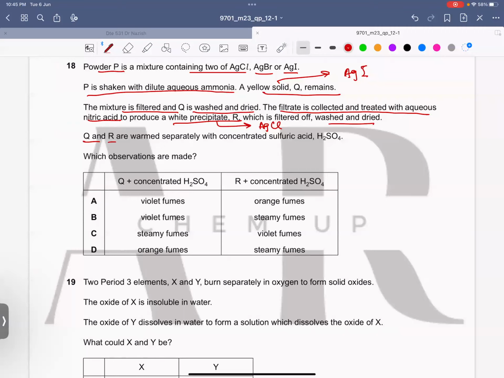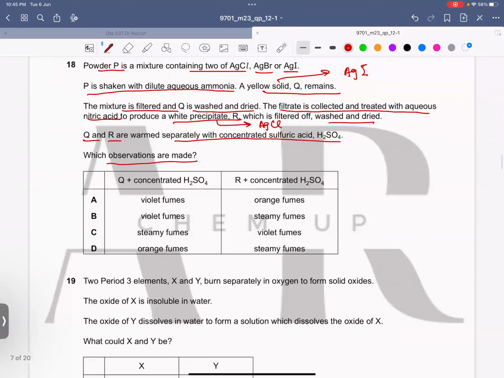Now Q and R are warmed separately with concentrated sulfuric acid; which observations are made? In this case, if you remember, when sulfuric acid reacts with iodide, it turns into iodine, and iodine has violet fumes. So with Q, C and D go wrong, it is either A or B.